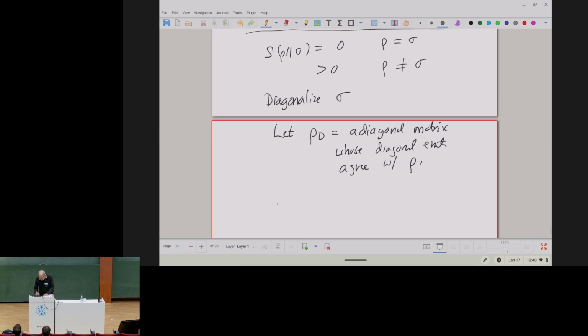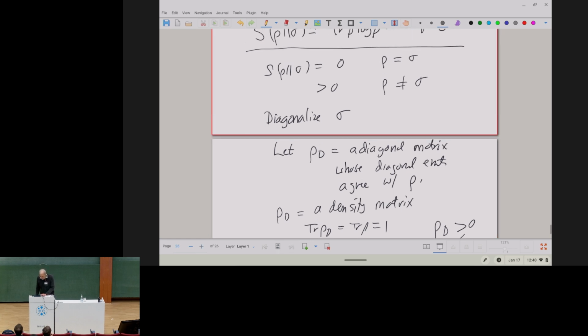Now, rho d is a density matrix. Because, first of all, the trace of rho d is the trace of rho, so it's 1, because rho d has the same diagonal matrix elements as rho. And secondly, rho was positive, but a positive matrix has positive diagonal elements. And therefore, rho d has positive diagonal elements, and therefore it's positive. Positive means non-negative. Some diagonal elements might be 0.